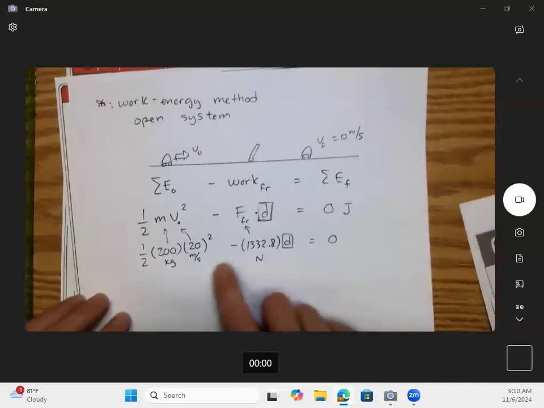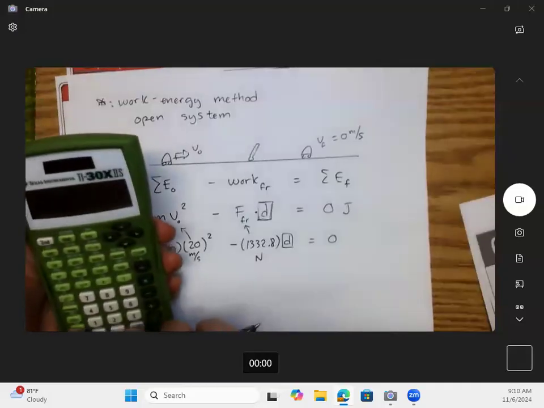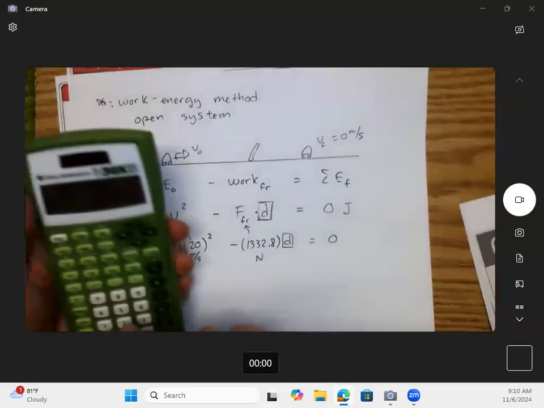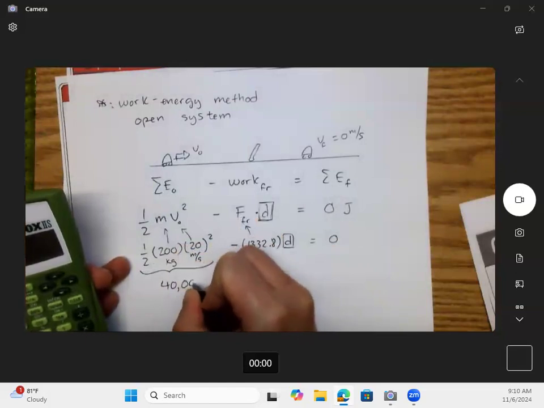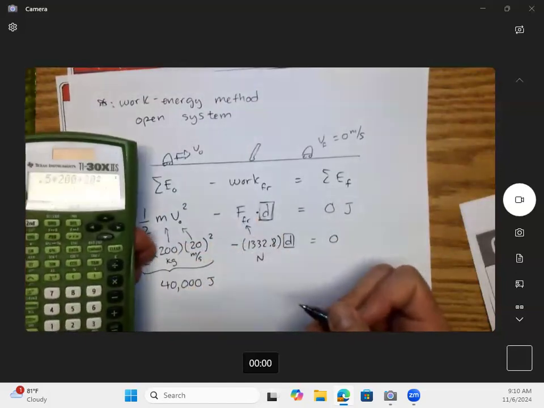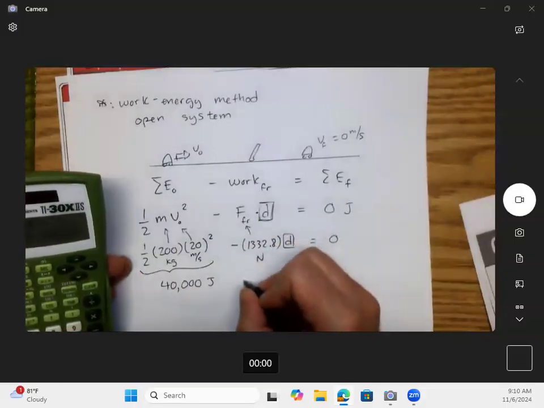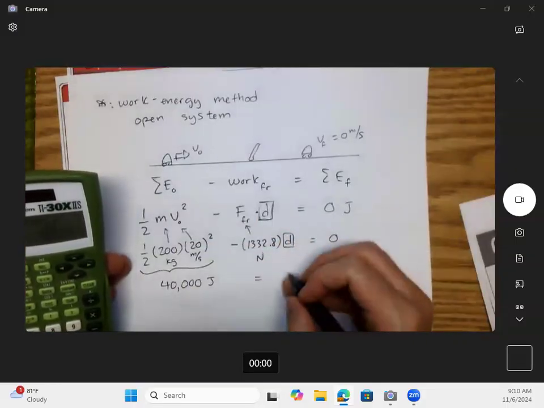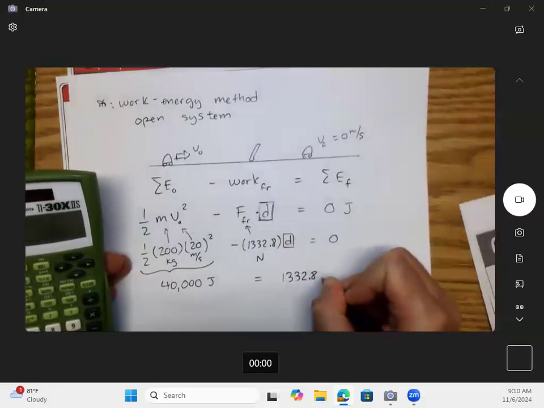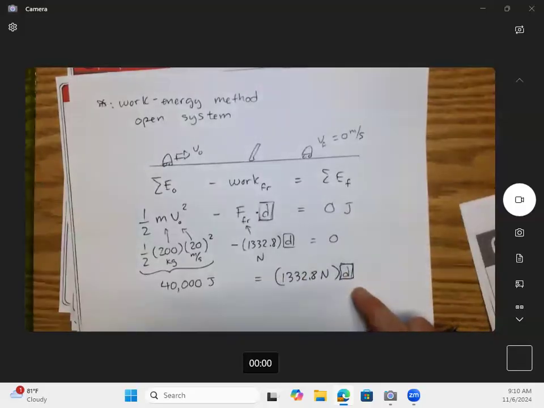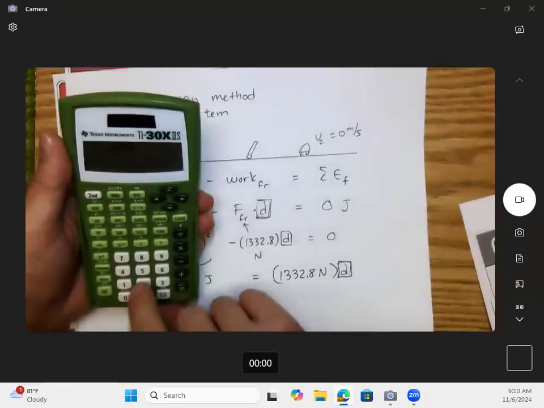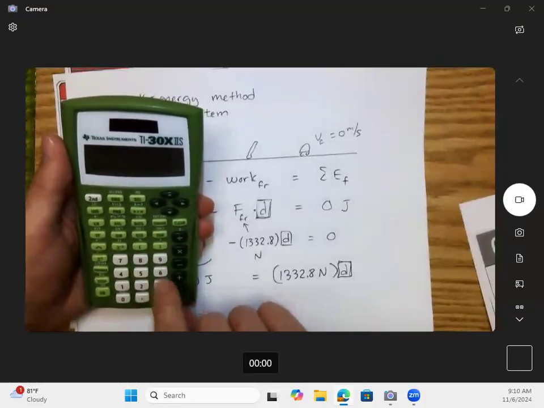All right. So let's get some numbers. How much energy did the car have initially? 1/2 mv squared. So it had initially 40,000 joules. I could call that like 40 kilojoules, right? And if I slide this over, that's 1332.8 newtons times the braking distance. One algebra step. Just divide the force over. So what's 40,000 joules divided by 1332.8 newtons?